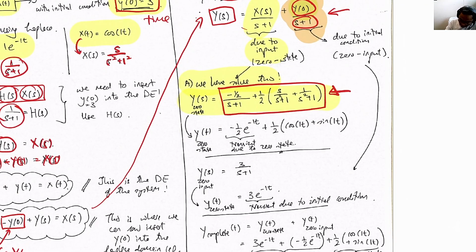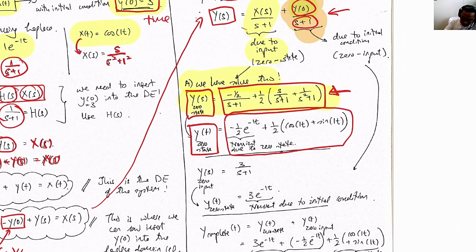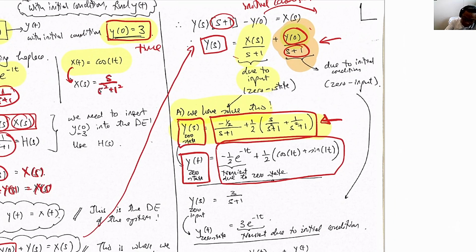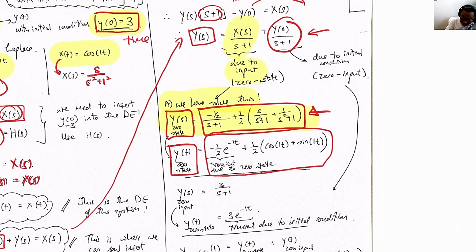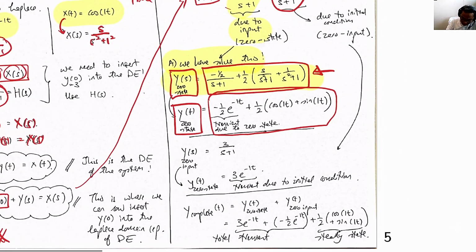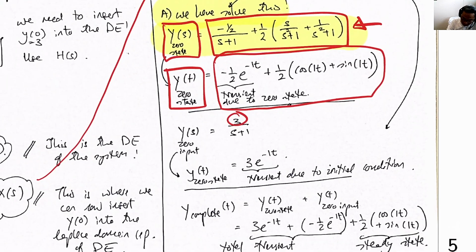Once we have the S domain of Y(s) zero state, we can find y(t) of zero state, which is these two terms here. Now all we need to do is to figure out how to solve the new expression due to the zero input, y naught over s plus 1. What is y naught? y naught is 3, so 3 over s plus 1, and the inverse Laplace transform is simply 3e minus 1t.